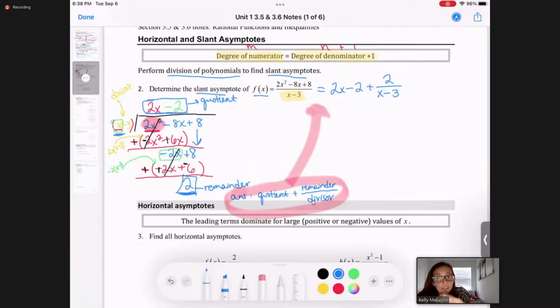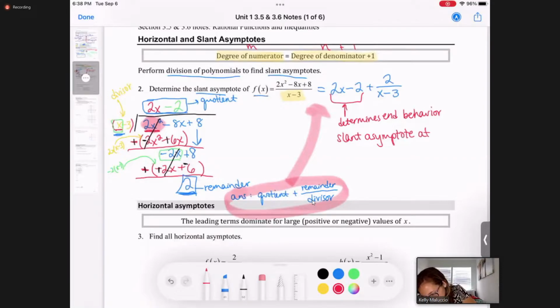And then what happens here, so we rewrote the function using long division, but the whole point of this was to try to find a slant asymptote, right? So what happens here is that this piece determines the end behavior of the function, like whether it's approaching infinity, negative infinity, 2, 5, I don't know, it determines that. And it represents the slant asymptote. So the slant asymptote is at y equals 2x minus 2.